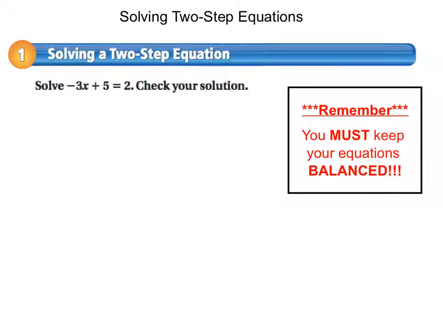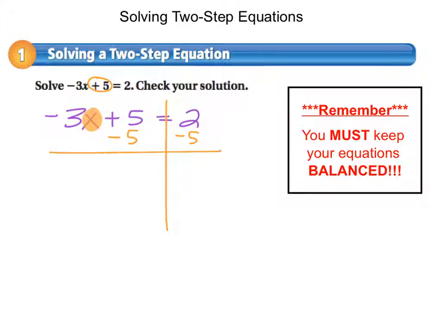So here we have a problem to try. Two-step equation. And I'm going to just rewrite it so I have more space. Negative 3x plus 5 equals 2. Draw our line. And remember, we're trying to get this x by itself. But first we have to get the clump by itself. So I need to undo my adding 5. So let's minus 5. Now I have negative 3x, because those canceled, equals negative 3.